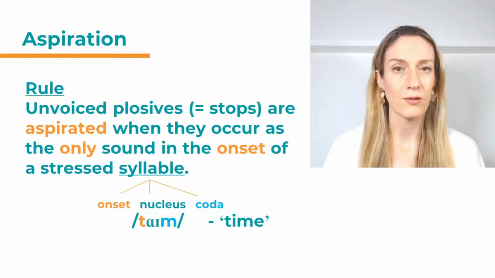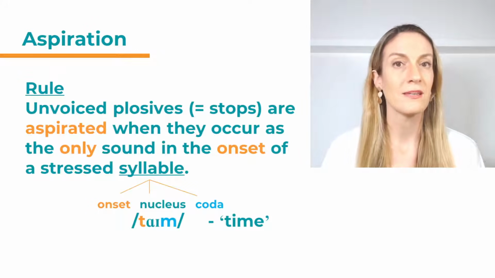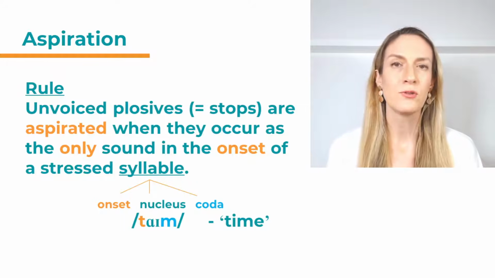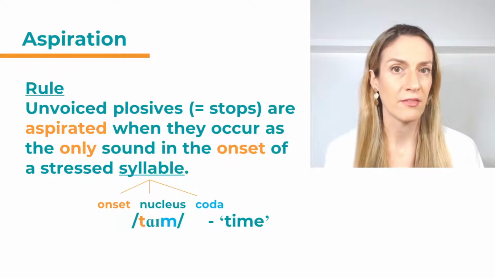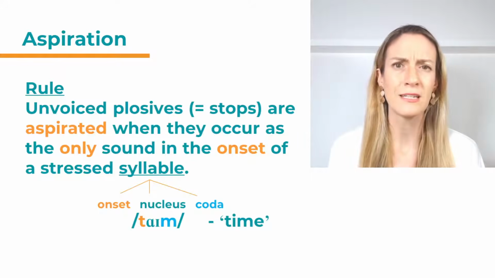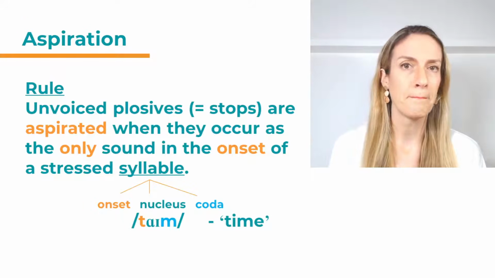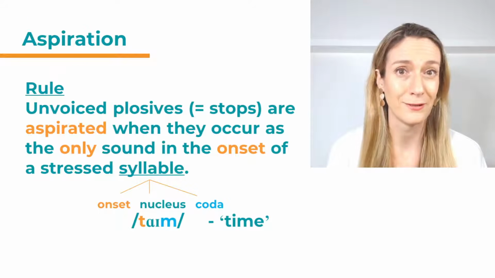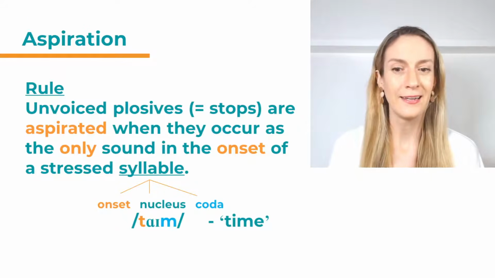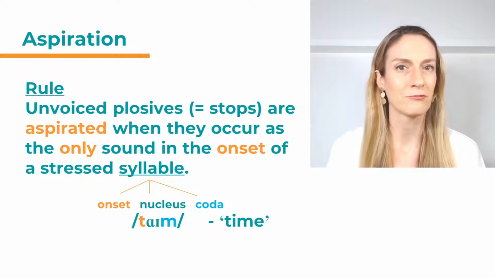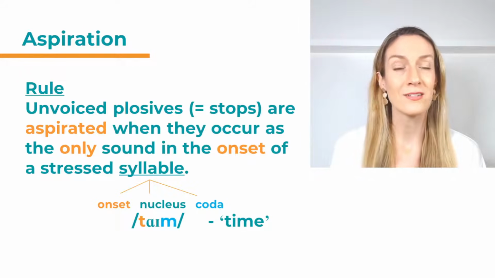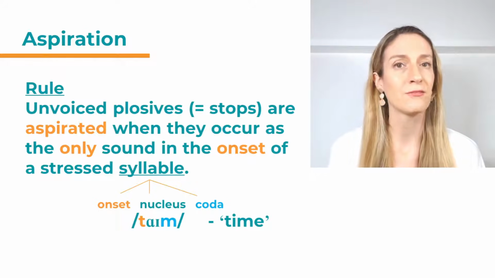So we have a consonant first, t, an unvoiced plosive, and that forms the onset. Then we have the nucleus consisting of the vowel sound I. This is a diphthong. Remember this, two vowels, but really they form one sound, the diphthong. And then we have m at the end. That is the coda, the little tail of the syllable. So here we have exactly what I was just describing in our rule. We have an onset consisting of only one unvoiced plosive, and that is the plosive t.